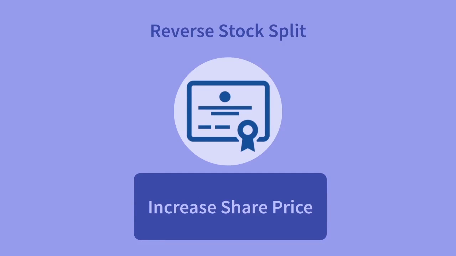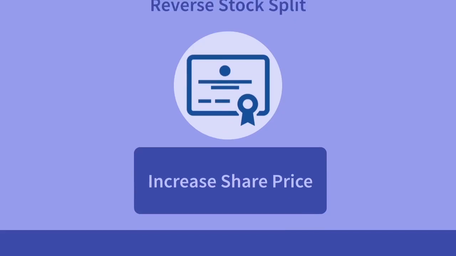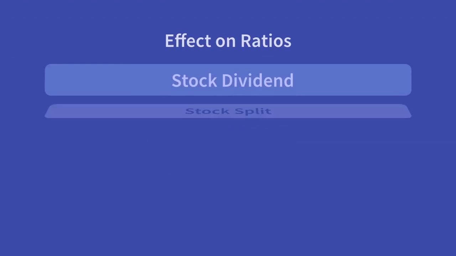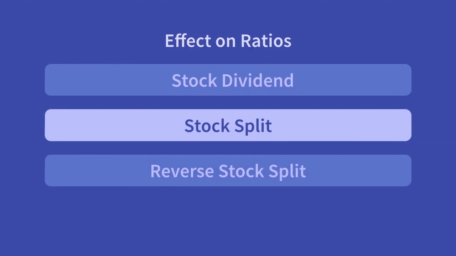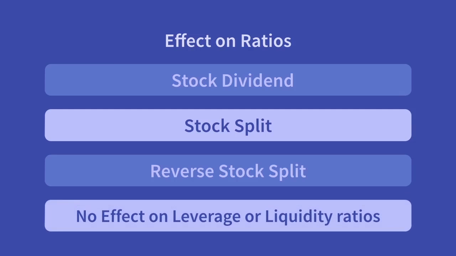It is vitally important that you understand that when a company employs a stock dividend, split, or reverse split, they adjust the number of shares outstanding. But since the overall value of the company doesn't change, the value of an individual share is going to have to change. Again, stock dividends, stock splits, and reverse stock splits only affect the number of outstanding shares. And because there is no impact on the company's assets, cash, or shareholders' equity, leverage and liquidity ratios will remain unchanged.